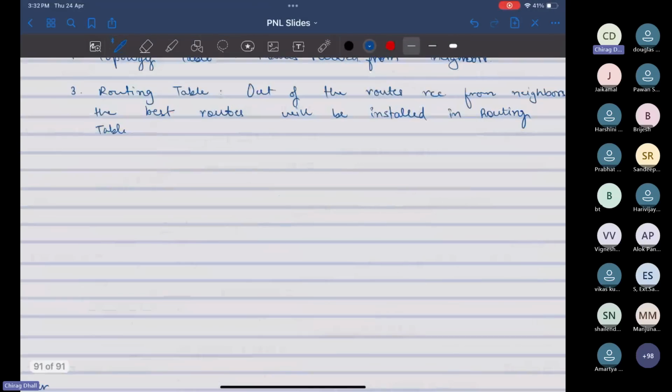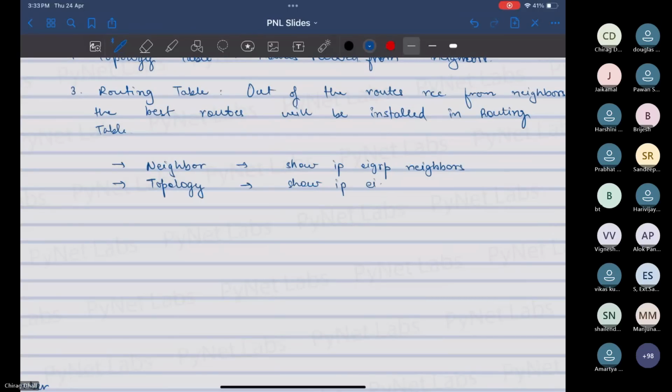Okay. Now to check neighbor table, and obviously we can check it after EIGRP is configured. To check the neighbor table, the command is show ip eigrp neighbors. Similarly, to check topology table, the command is show ip eigrp topology.